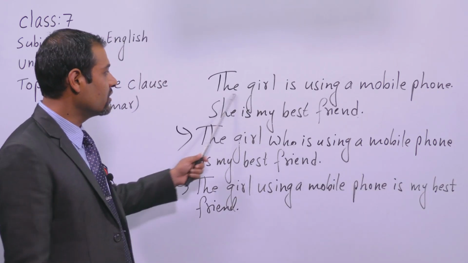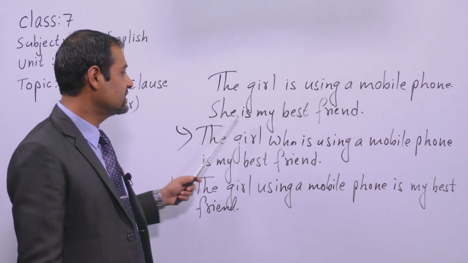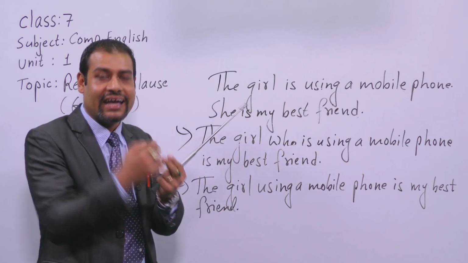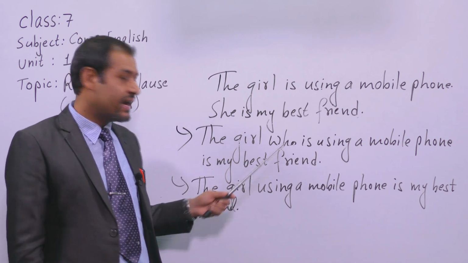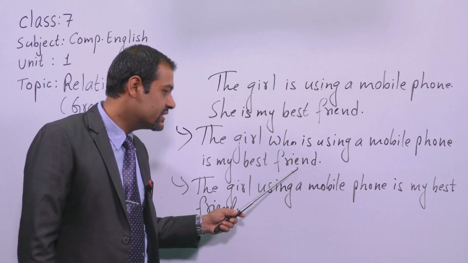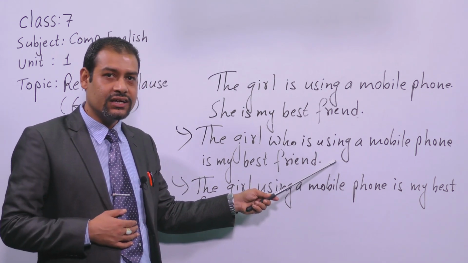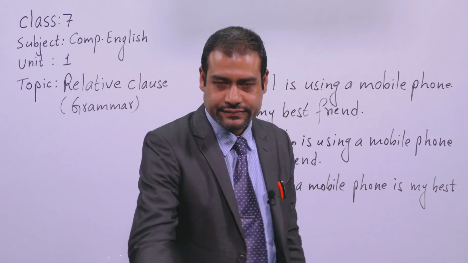For example, the girl is using a mobile phone, and we have another sentence, she is my best friend. So to join these two sentences and to make only one sentence, we are using a relative clause. And see, when we use relative clause, two sentences become only one sentence, and we are not starting another sentence. Okay, so for that reason also we use relative clause.